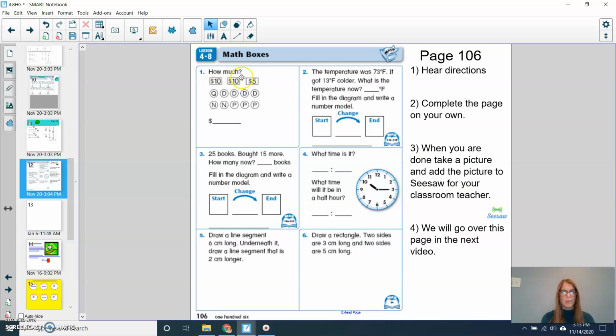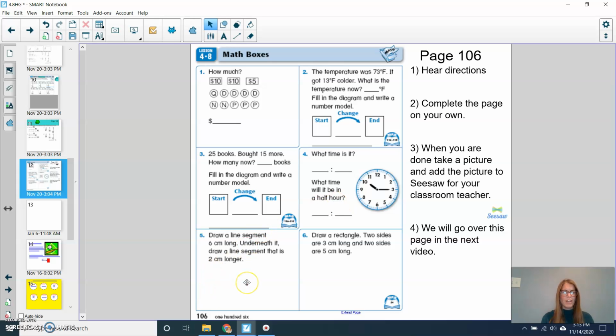So for question number 1, how much money do you see? For question 2, the temperature was 73 degrees Fahrenheit. It got 13 degrees Fahrenheit colder. What is the temperature now? Fill in your diagram and your number model. Question 3, 25 books. Bought 15 more. How many now? And fill in your diagram. Question 4, what time is it? And what time will it be in a half hour?